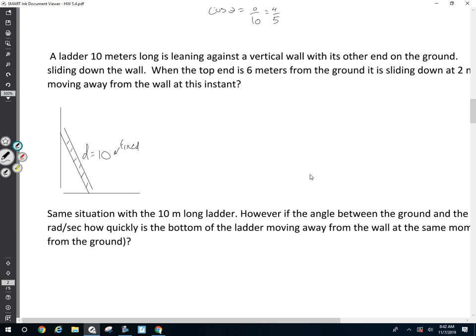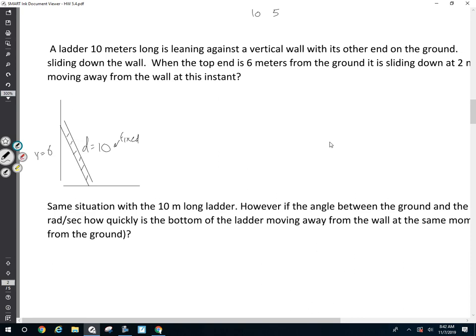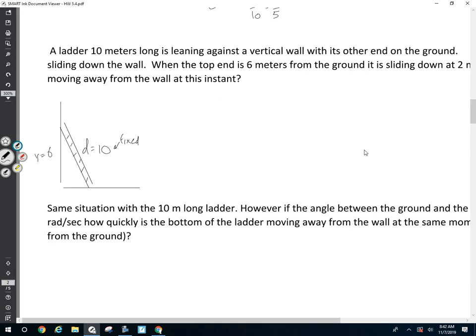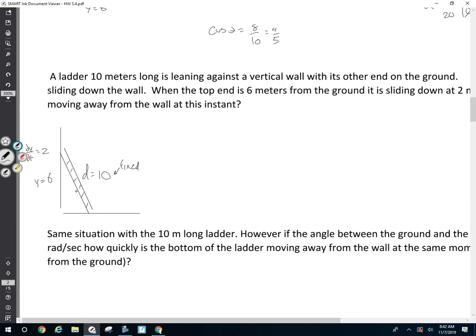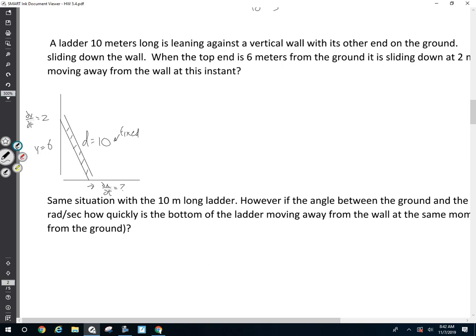The top end of the ladder is sliding down the wall. When the top end is 6 meters from the ground, it is sliding down at 2 meters per second. So when y is 6, dy dt equals 2. How fast is the bottom moving away from the wall at that instant? So dx dt equals what? Okay, sweet.